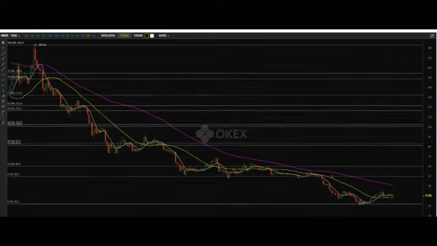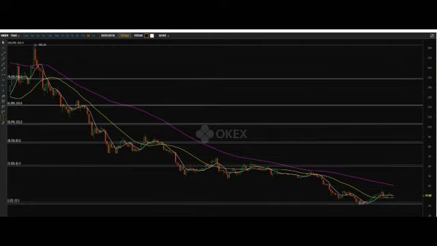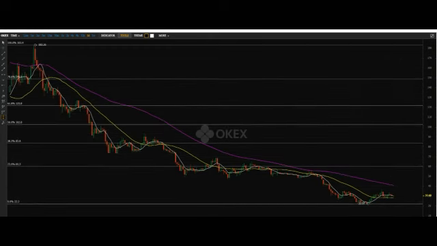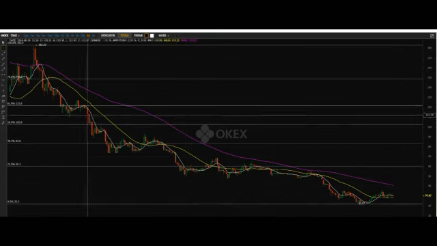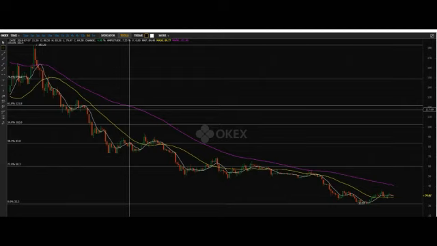Now, I use OKEx. Here, you just go to the Tools tab and search for the Fibonacci retracement tool. What I usually prefer doing is I pin the Fibonacci retracement tool from the top of the recent high right down to the bottom of the recent low.